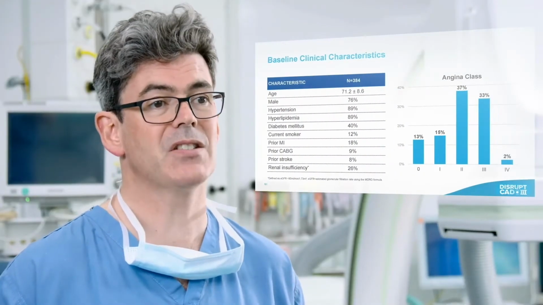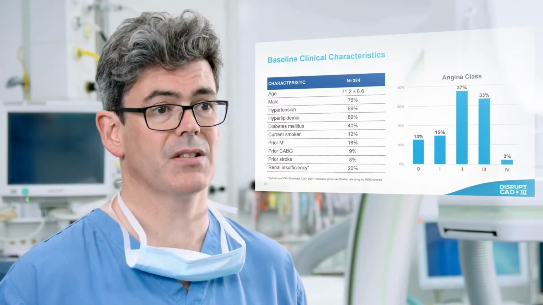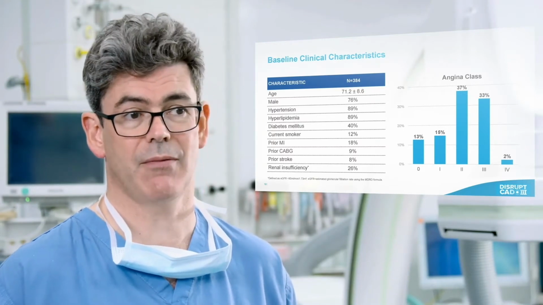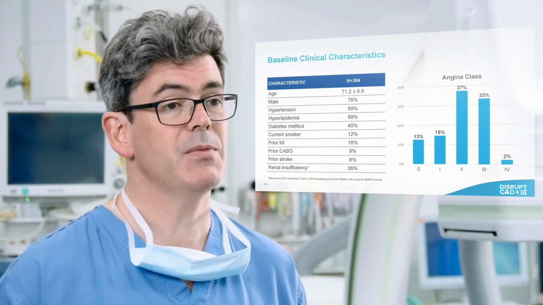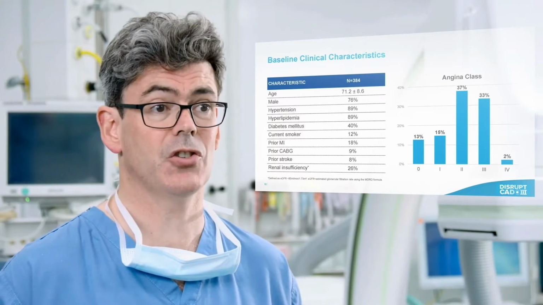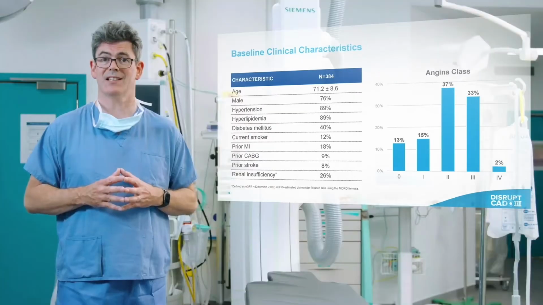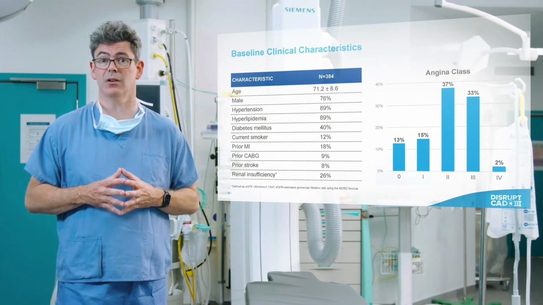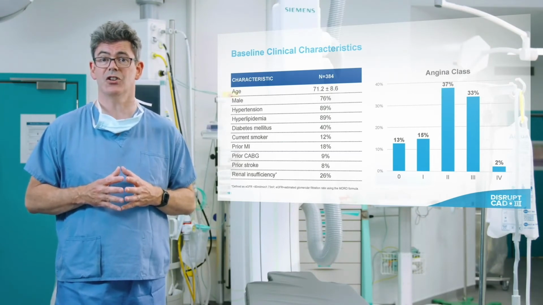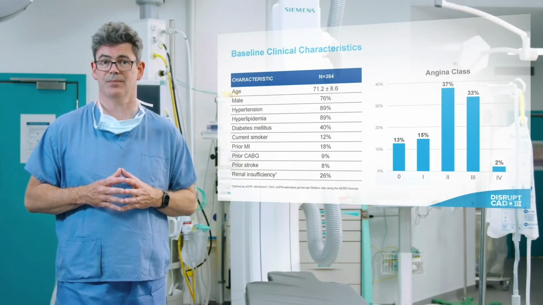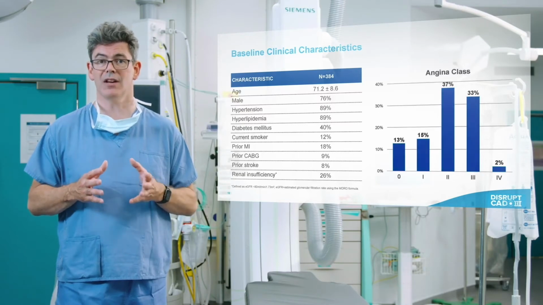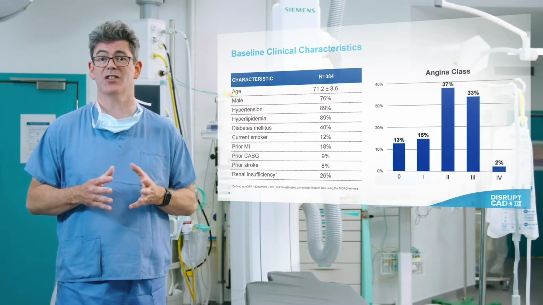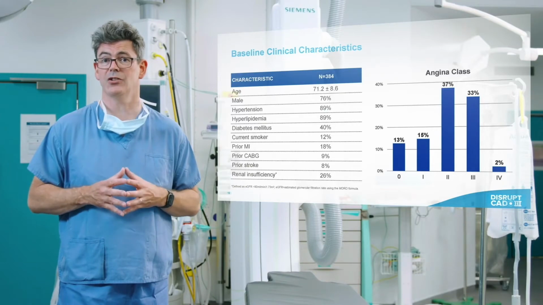These are the baseline clinical characteristics. The average age was 71. 90% of patients had either hypertension or hyperlipidemia, 40% had diabetes, and 26% were defined as renal insufficiency using an eGFR of less than 60. As you can see on the right, 70% of patients had class 2 or 3 angina.